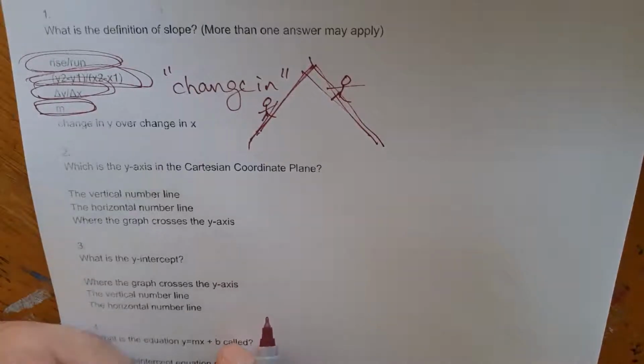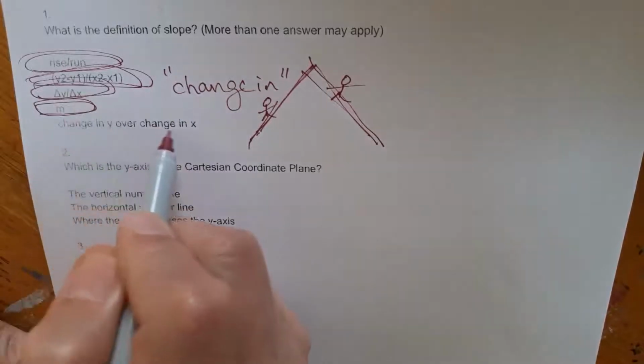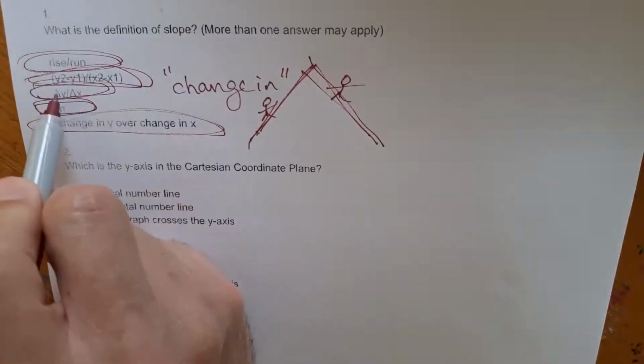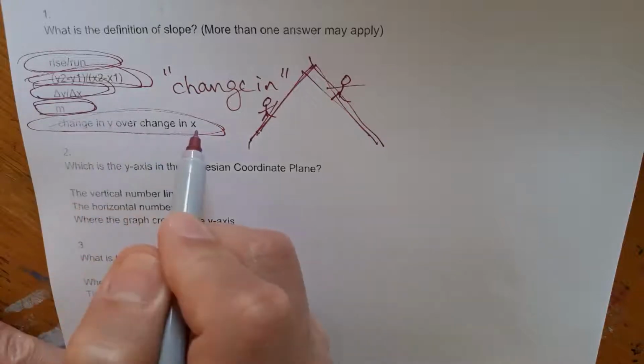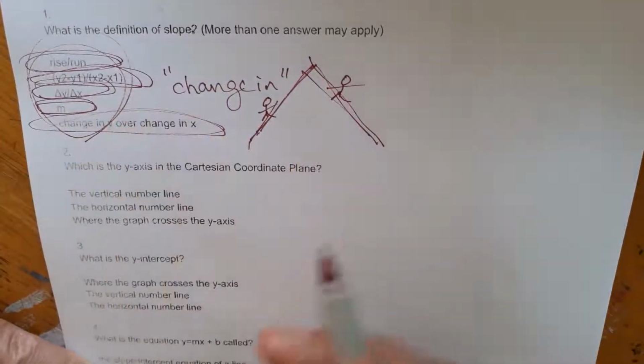I don't know if that's actually true. I just made it up, okay? So that's what I tell students. It helps me remember. Change in y over change in x. That's the same thing as delta y over delta x, just spelled out in words. All right, so all of these are correct answers of what is the definition of slope.